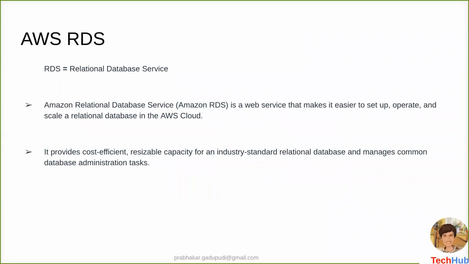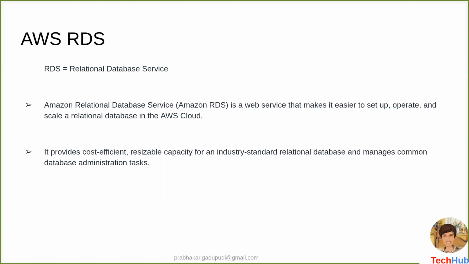First of all, let's check, what is the brief about RDS? RDS stands for Amazon Relational Database Service, and it makes it easy to set up, operate, and scale a relational database in the cloud. It provides cost-effective and resizable capacity while automating time-consuming administration tasks such as hardware provisioning, database setup, patching, and taking backups.